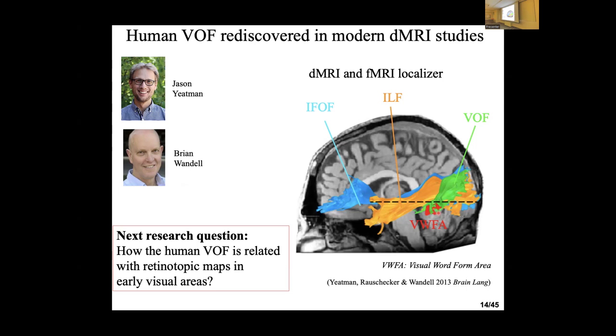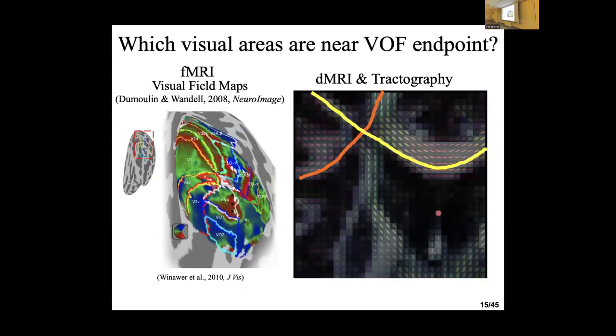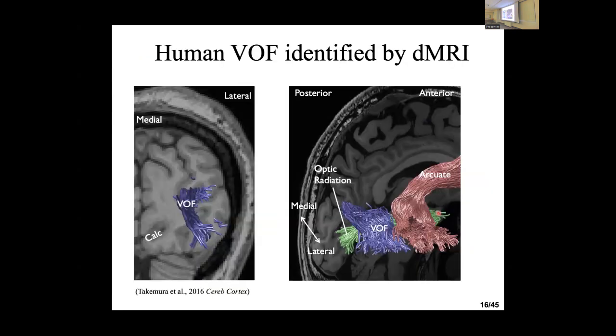So we wanted to better characterize how the human VOF is related to the early retinotopic maps in occipital cortex, to better understand how this pathway matters to the wiring system between visual areas. This is already a slightly older study, but for this study, we acquired fMRI-based retinotopic maps and diffusion MRI data from the same individuals in humans. Then we could, of course, identify the vertical occipital fasciculus using tractography in a very reasonable manner.